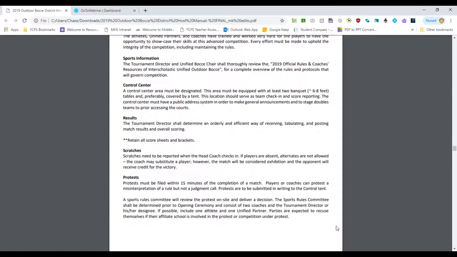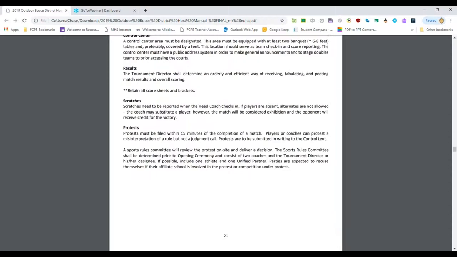A control center area must be designated. There's a table suggestion for this. The location should serve as a team check-in and score reporting. The control center must have a public address system in order to make general announcements and to stage doubles teams prior to accessing the courts.